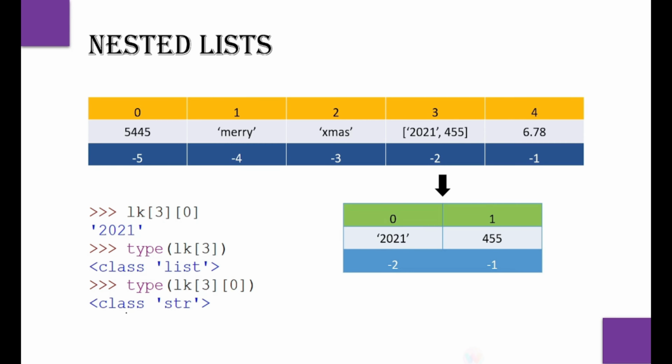Similarly, if I want to know the data type of my inner list element, I'll write LK3, then the inner index, and then type, and it will print string. Now you may wonder, it's 2021, why is it printing string? Observe carefully, when it is inside two apostrophes, it is considered a string in Python. If I print type LK3 brackets 1, that is 455, the type of 455 will be integer, since it's a number and not inside any apostrophe.